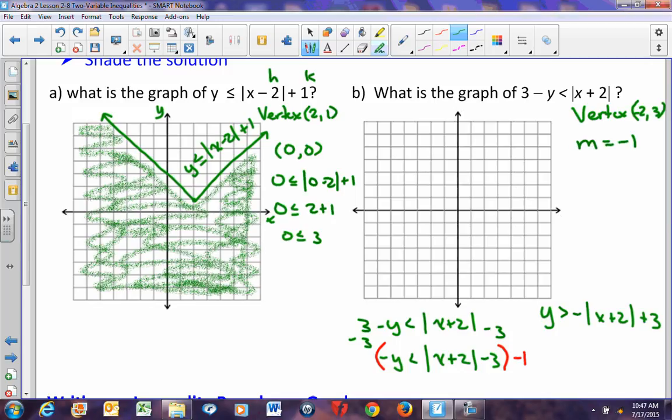So the first thing I'm going to do is plot my vertex, negative 2, positive 3. My slope is negative 1, down 1 to the right, which means it's being reflected across the x-axis. And it's a dashed line. Now, since it is written in y equals form, I can use that to shade it. Shading should be above, so I'm going to shade above my graph here.